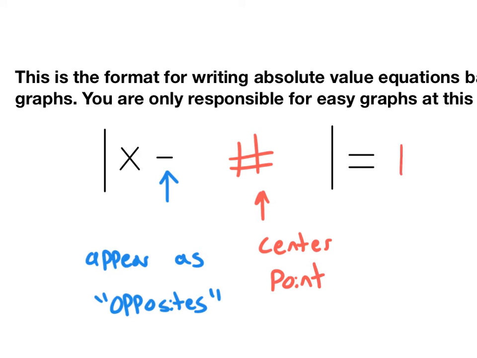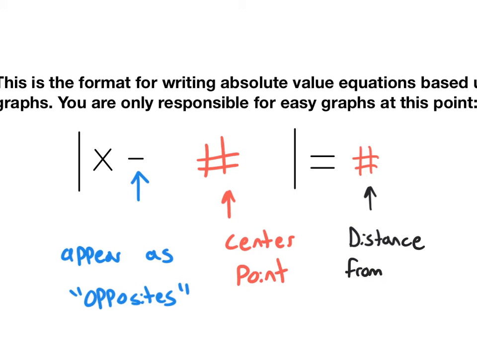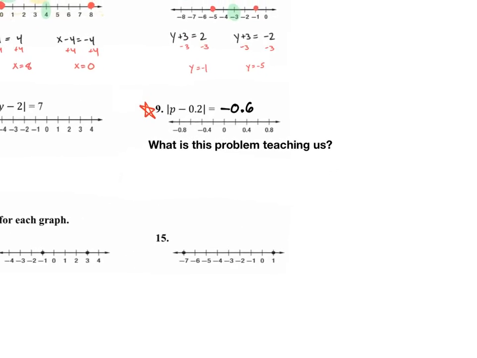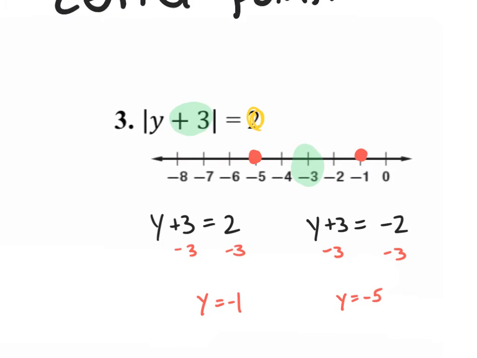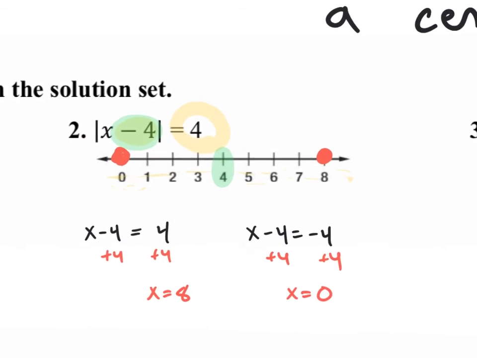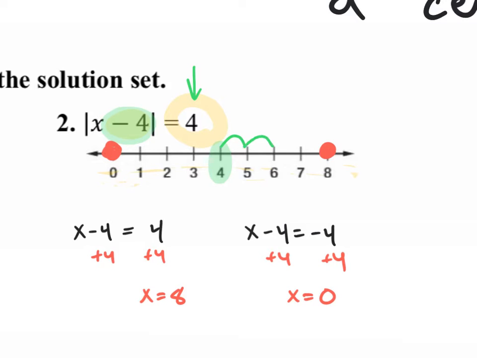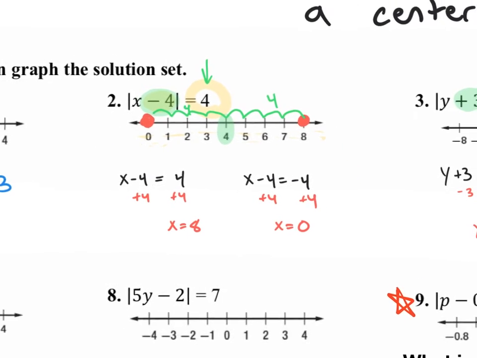This number out here tells us the distance from the center. Right, so what does that mean, Mr. Cottle? Notice on this one, our number was a 2. So that 2 represents the distance from the center point. And if you look, this is 1, 2 spaces away, 1, 2 spaces away. If I come over to this one, our value is 4. And notice that it's 1, 2, 3, 4 spaces away.